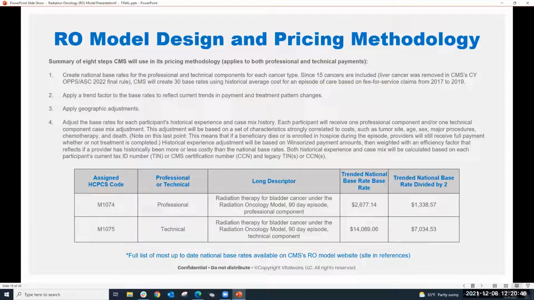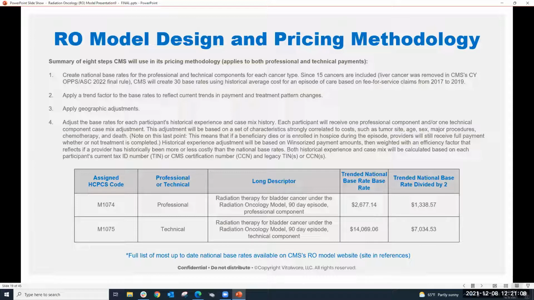So as I mentioned in the previous slide, the payment rate would be site neutral. The next couple of slides are going to go into detail on how these payment rates will be determined for each cancer type included in the model. This is just a summary of 8 steps that CMS is going to use in its pricing methodology. This does apply to both your professional and your technical payments.